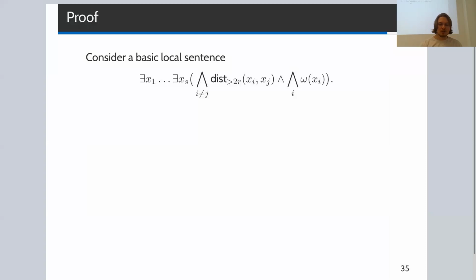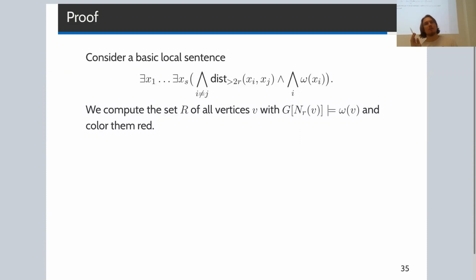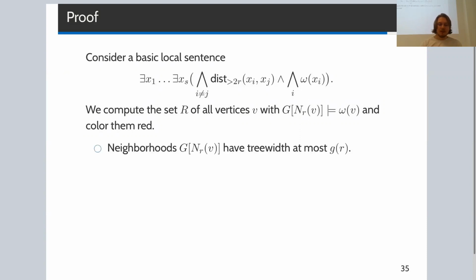But now we diverge a little bit. So we have to evaluate such a basic local sentence. And we again want to compute the set R, which contains all the vertices for which omega holds. So again, we want to build the set of vertices that satisfy omega, such that afterwards we can find an r-scattered set in the graph. Okay, so far still like the bounded degree case. So how do we find our set R of vertices that satisfy omega? Remember that for the localized, the local formulas, we don't need to evaluate them on the whole graph. We can evaluate them within the r-neighborhoods. And the r-neighborhoods in G, since we have locally bounded tree width, have tree width at most g of r.